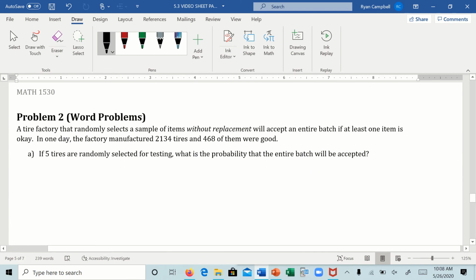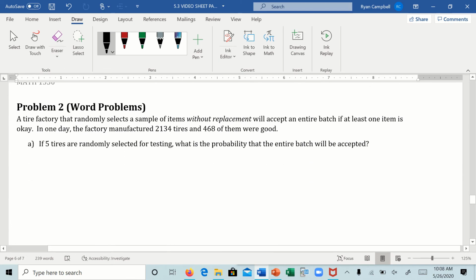All right. Problem number 2. So this is again in our word problems. A tire factory that randomly selects a sample of items without replacement will accept an entire batch if at least one item is okay. In one day, the factory manufactured 2134 tires and 468 of them were good. So if 5 tires are randomly selected for testing, what's the probability that the entire batch will be accepted?